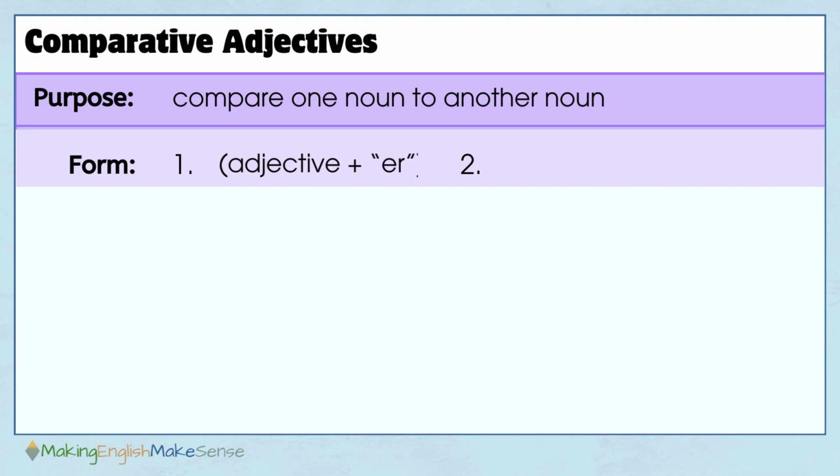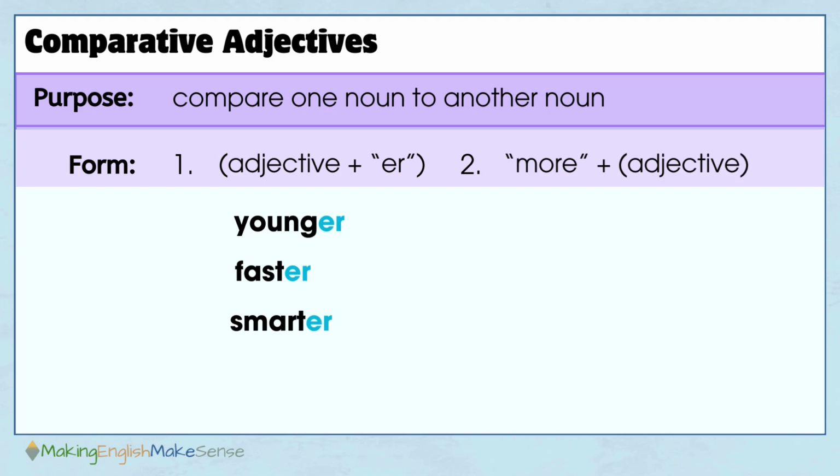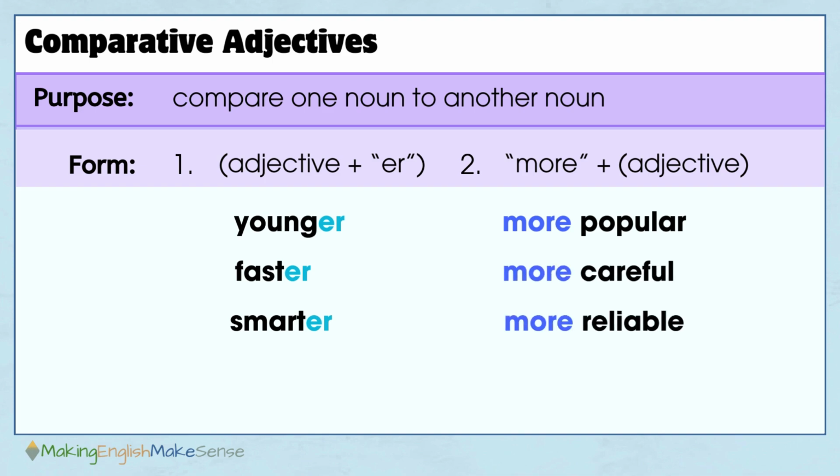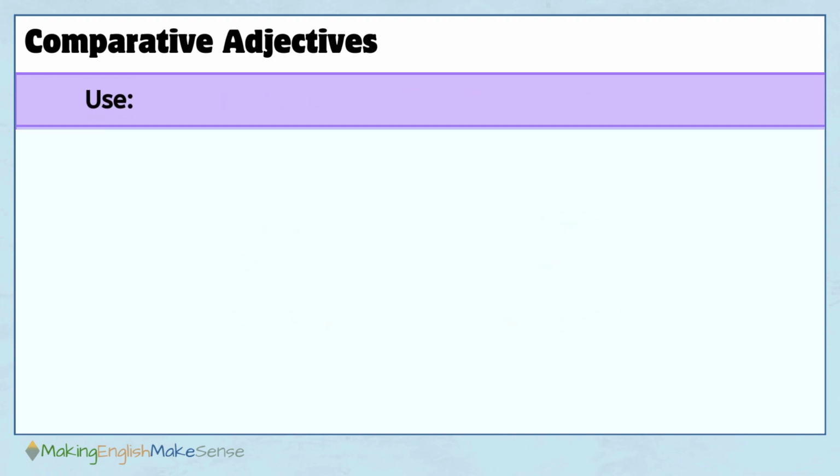We either add the suffix -er to the end of the adjective, like with the words younger, faster, smarter, or we use the word more before the adjective, as in more popular, more careful, or more reliable. Now here's an important point. When making a comparative sentence, it's not enough to just use a comparative adjective. We also need to include the word than right after the adjective. This helps make the comparison between the two nouns clear.